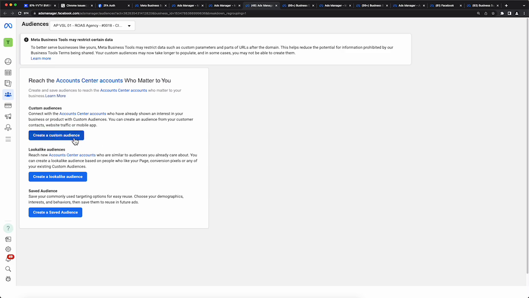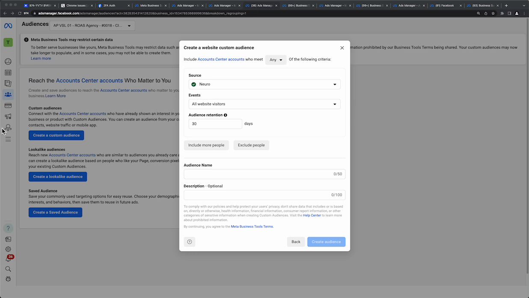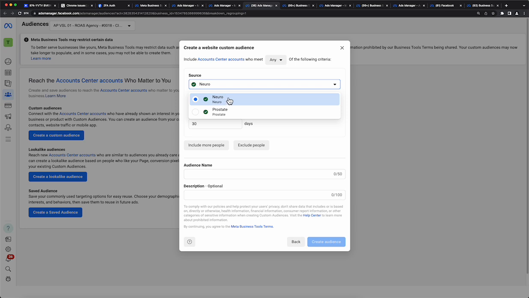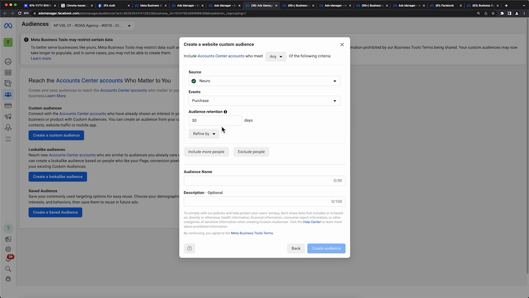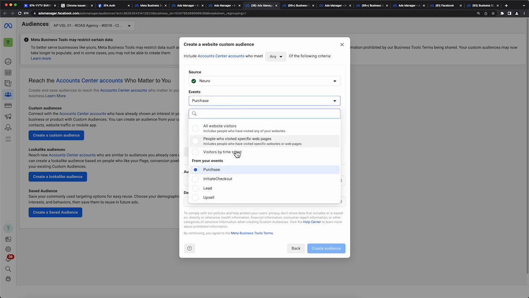Okay, maybe not next. All right, so now we've got this open. We want to set our source to our pixel or data set. And then the event, for me, I'm going to do purchase. And you could do website visitors. I recommend you start building audiences, by the way.